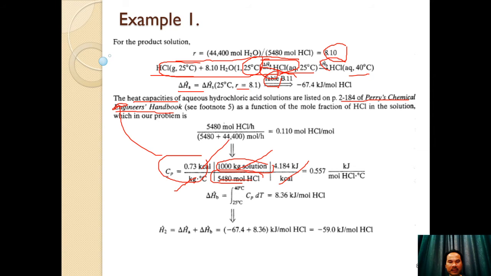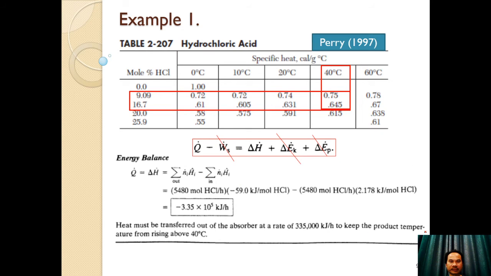Then you substitute CP. You can calculate delta SB. Delta SB equal to integrate 25 to 40 Cp dt equal to 8.36 kilojoule per mole HCl. And then you can calculate S2 equal to SA plus delta SB, get minus 58.0 kilojoule per mole HCl. And this is from the Perry.